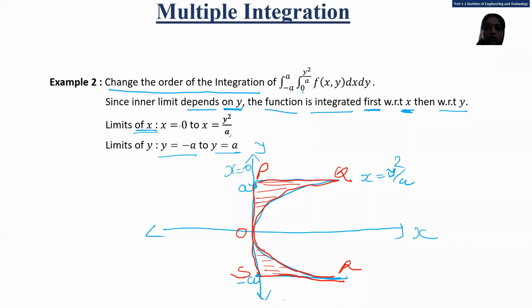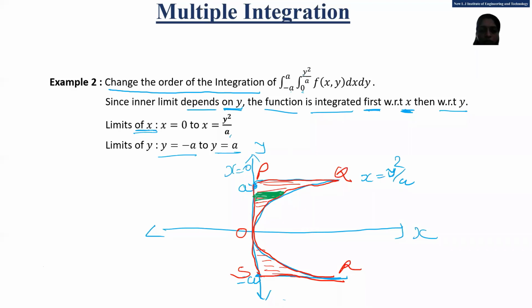Here, they have given the first limit of x. First limit of x means what? They have given us a horizontal strip, right? They have given us a horizontal strip like this. This is the given data.